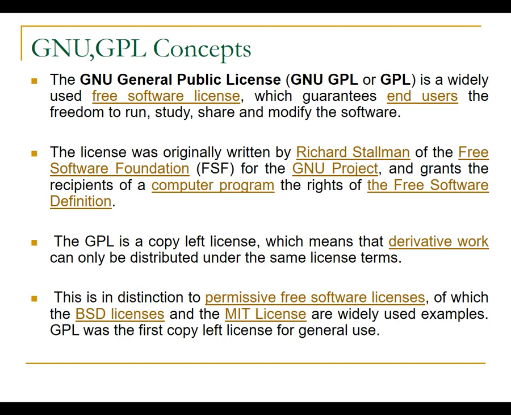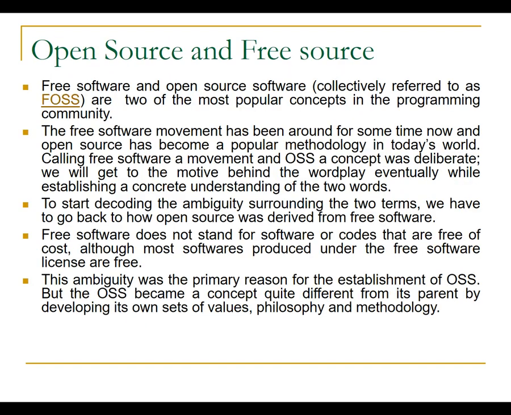GPL is a copyleft license, which means that derivative work can only be distributed under the same license terms. This is a distinction to permissive free software licenses, of which the BSD and MIT licenses are widely used for general distribution of the operating system, and mainly all these licenses are used in Linux. So one more bifurcation is there. GNU is used for Linux and GPL is used for Unix-like operating systems.